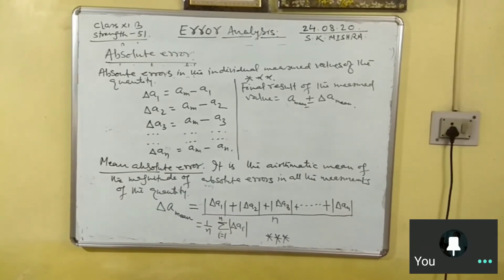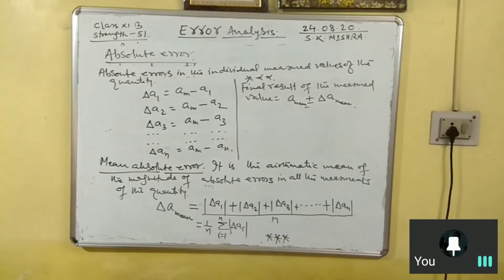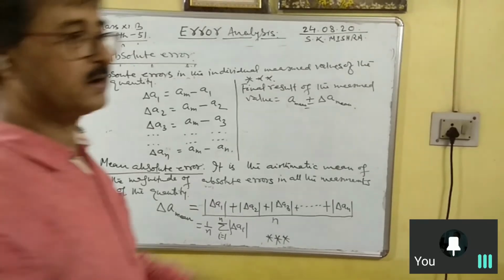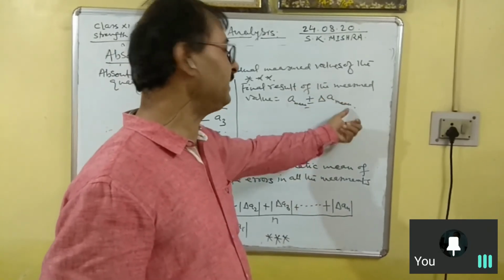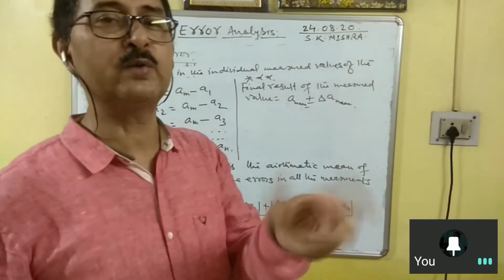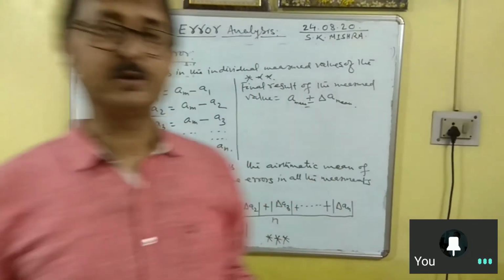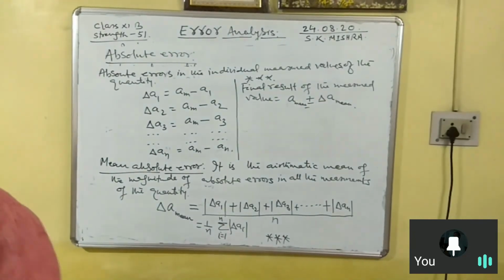Okay. Now we are talking about relative error. So it means your value comes in between A mean plus delta A mean or A mean minus delta A mean. In between, your value will lie. So plus minus, this part is error. Okay. So now take the snapshot.